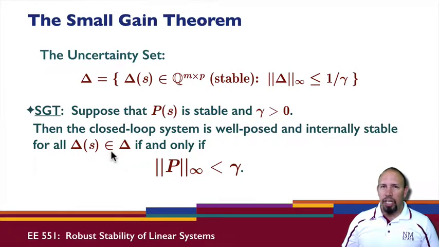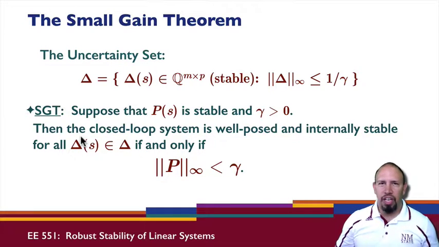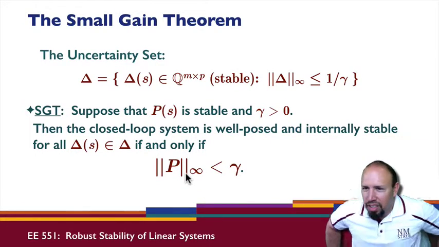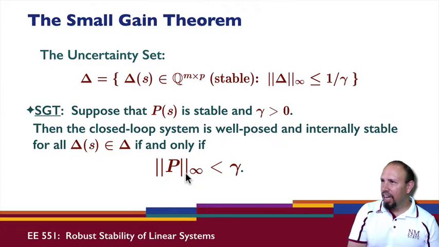Now, where conservative often comes in is when we have a specific uncertainty. We're not trying to solve it for all uncertainties in the uncertainty set. We have a specific uncertainty that we're dealing with, and so that specific uncertainty is actually a restriction on this uncertainty. And so we could actually have a system that's stable in that case, even if this condition is not satisfied. So we have some of those kinds of things. All right. So that's the small gain theorem.